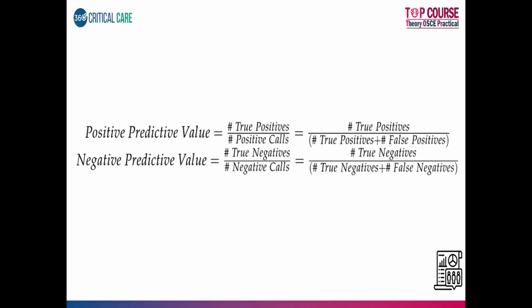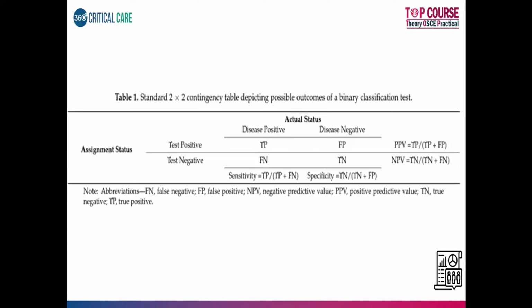So this is given by positive predictive value, and negative predictive value is given by true positive. What is positive predictive value? True positive divided by true positive plus false positives. Whereas negative predictive value is given by true negatives divided by true negatives plus false negatives. Basically all these four are depicted in a standard 2 into 2 contingency table.